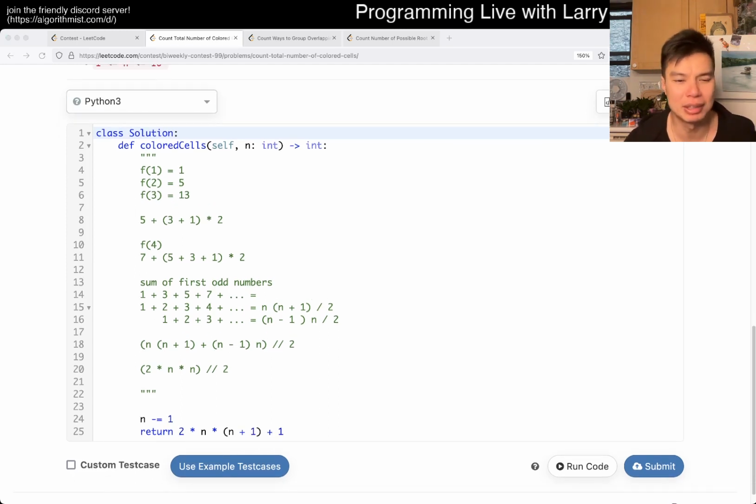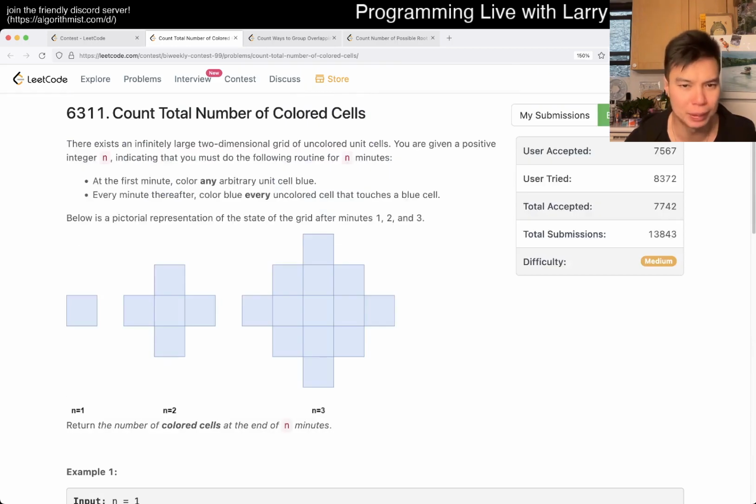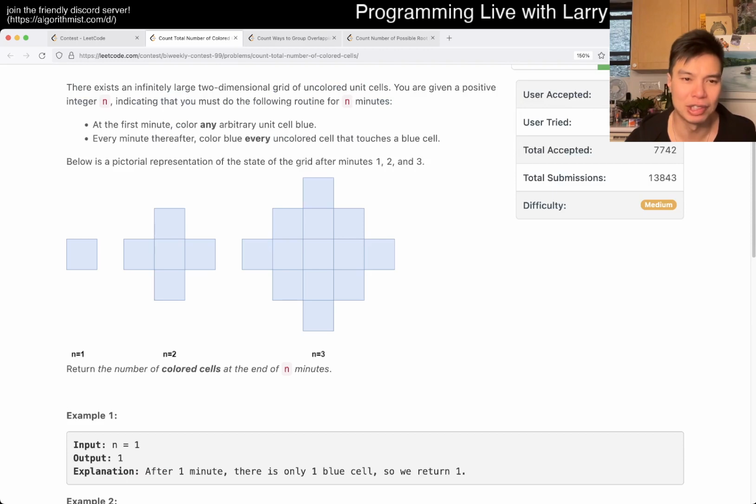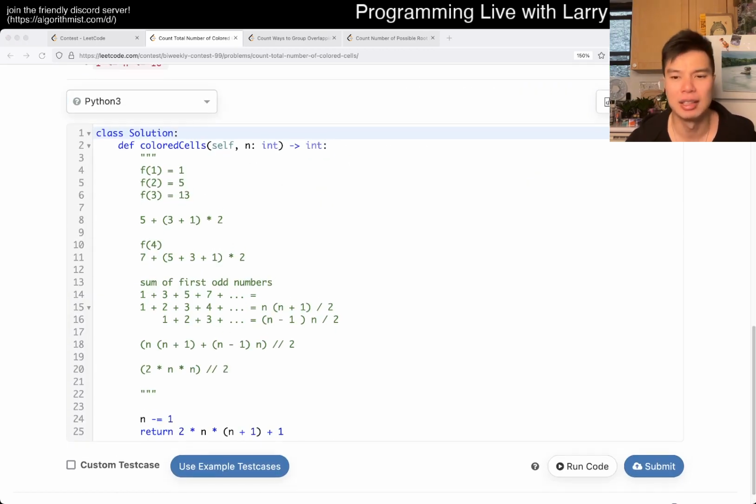Hopefully this one makes sense. I think most people should be able to get this one, even if it takes a long time, just because you have the visualization, you just have to count it up. Do let me know how you figure out this formula.